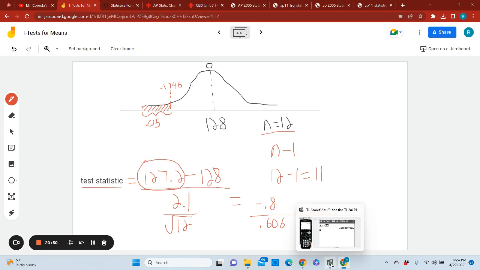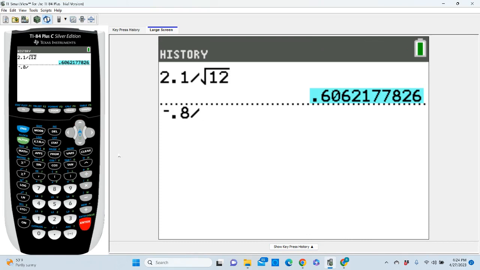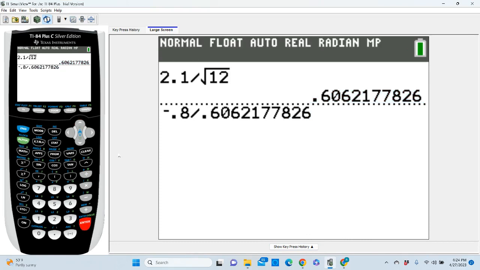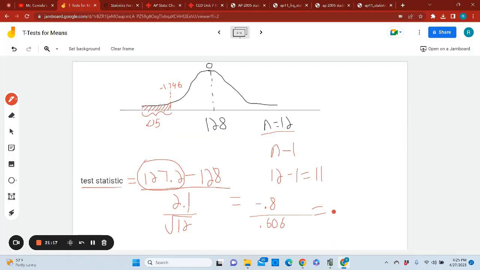All right, so I need negative 0.8, and I want to divide that by this. Yep. And it turns out that my 127.2 mean for fluid ounces is only negative 1.319. I guess I could probably round this up to negative 1.32. So my test statistic is negative 1.32.